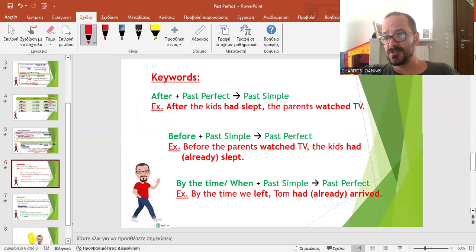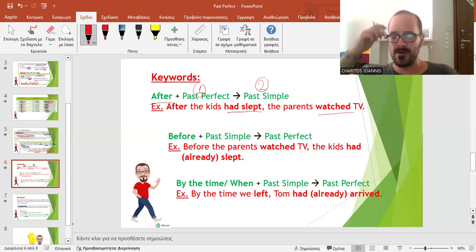Now, the keywords that are not magic, they follow the same logic. After is one of the keywords because after the first action, the second action follows. This is why after the first action, remember action number one in past perfect, the second action follows. Remember action number two in past simple. So after the kids had slept, so first they slept, the parents watched TV. First action in past perfect, second action in past simple.